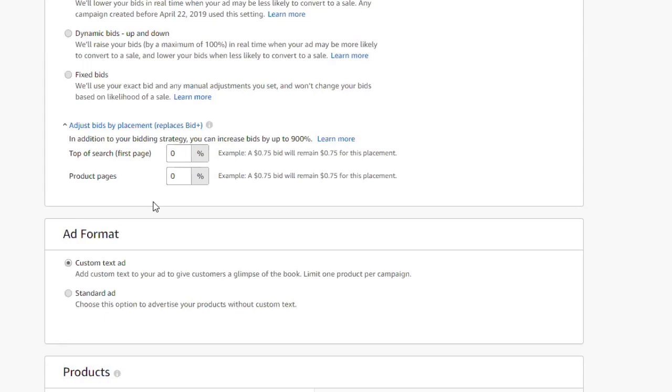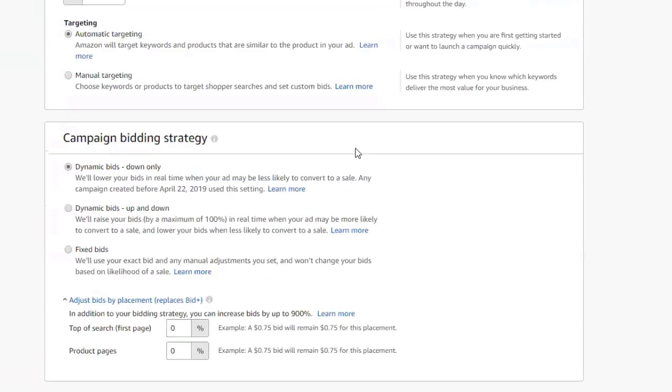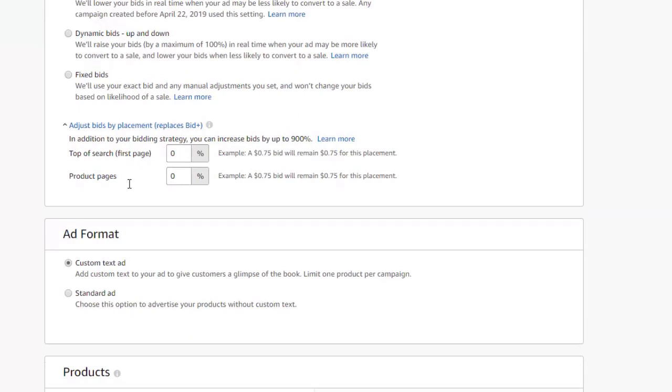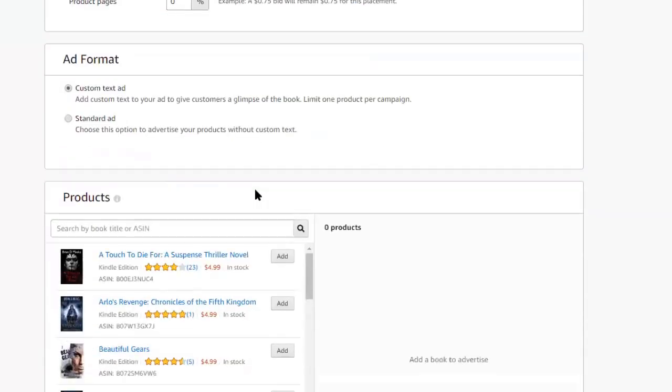Spending money to try to land on that page will likely be so expensive you won't make a profit, and it may not be as valuable as perceived. Does that make sense? Oh, yes. Good. So we're going to do dynamic bid down. We're not going to increase our bid to try to land on the first page.